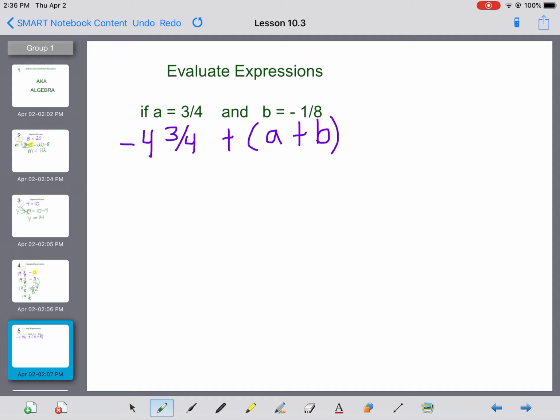Okay, let's do another one with evaluating expressions. So this one has 2 variables. It also involves a little bit of BEDMAS. I need to do what is inside the brackets first. So again, always start, just write out exactly what you have. Okay, where a is, I'm going to put 3/4. Where b is, I'm going to put negative 1/8.